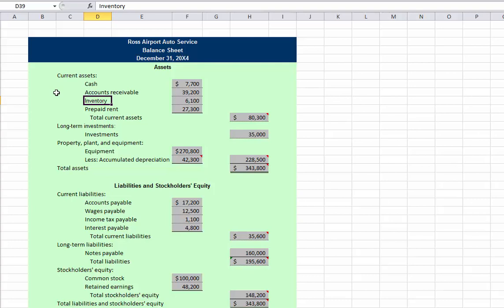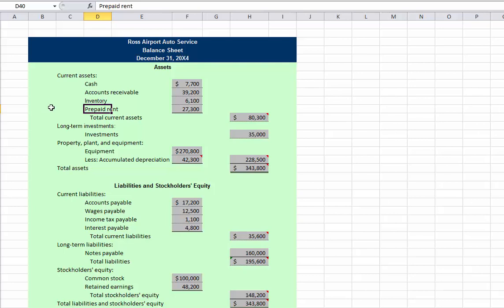Prepaid rent is an asset because the company has paid the rent in advance. Prepaid rent has a future benefit. As the time expires, this rent will be matched in the accounting period it is being used for, and the prepaid rent will move off the balance sheet and be recognized as rent expense up in the income statement.